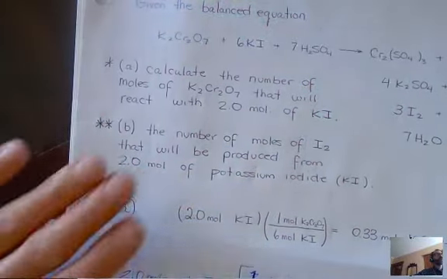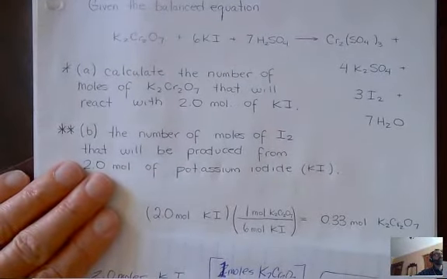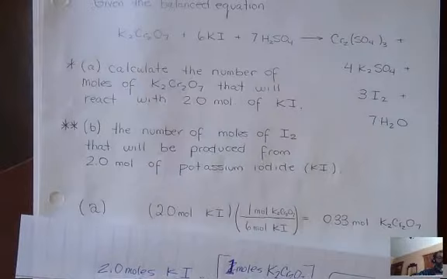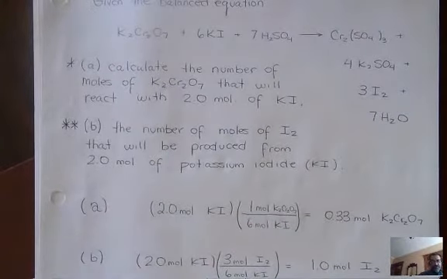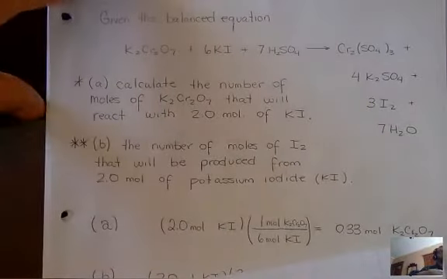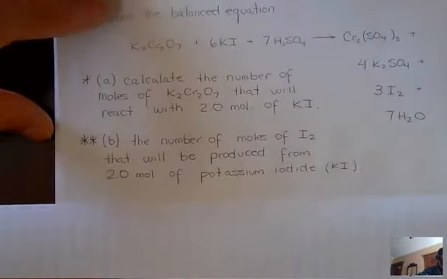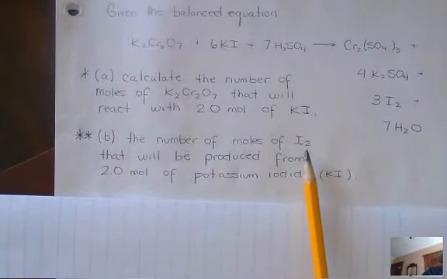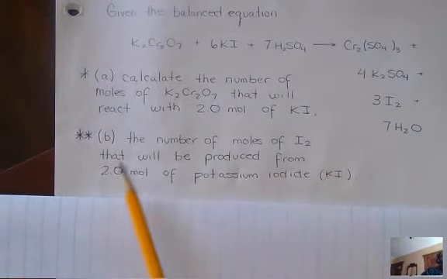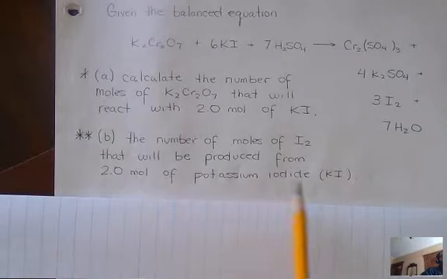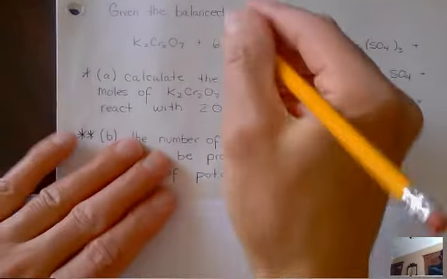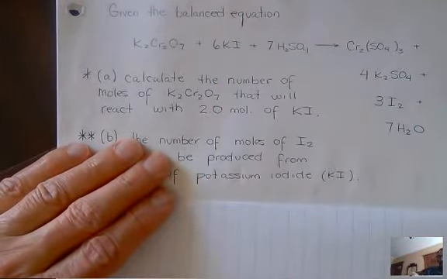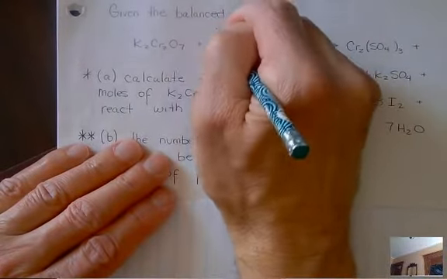Okay, so part B, I'll leave it in a way that we could still see the overall balanced equation. I'm going to fold this over so we don't see the stuff that I wrote on already. This way I have it nice here. Okay, so let's see what part B says. Part B says the number of moles of I2, which is iodine, that will be produced from 2 moles of potassium iodide. So again, I'm starting with 2 moles of KI over here.